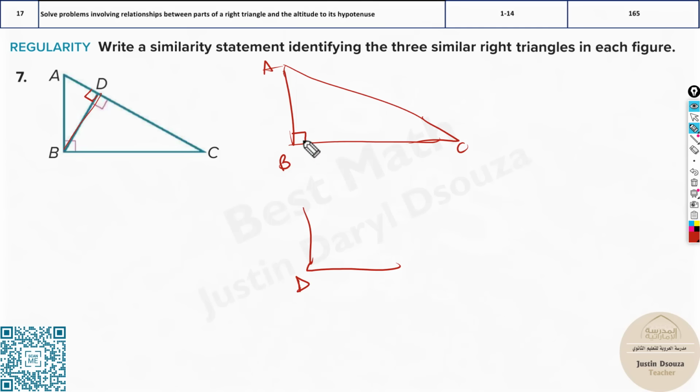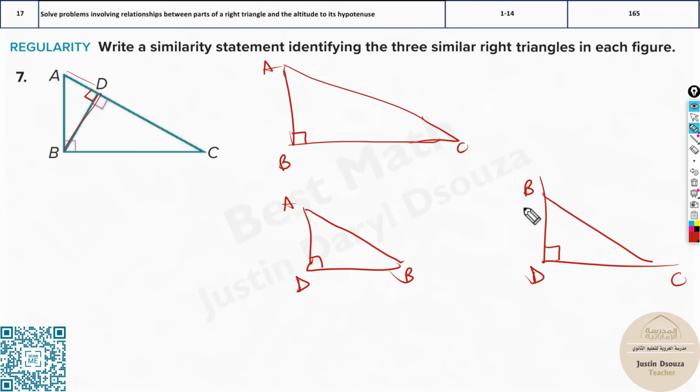This is D. Then which is the longer side? Is it AD or BD? It's this one which is longer, right? This is smaller, this is longer. So I'll write this as B, and then over here the remaining side is A, and this is 90 degrees. And then which is the one more triangle? This one over here. D is having 90 degrees, so D is over here. But which is the longer side? Is it BD or DC? It's DC. And then this one is B.